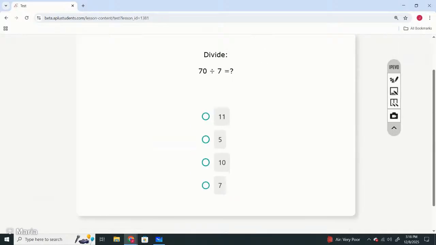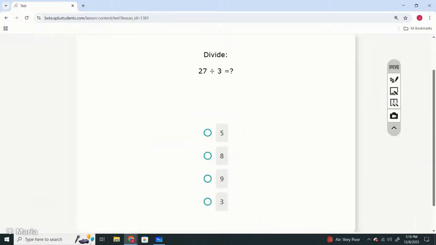Okay, 70 divided by 7. So which is the correct option? We need to skip counting by 10. So 7 times what number is 70? That is 70. 7 times 10 is 70. The correct option is 10. Very good. The correct option is 10.